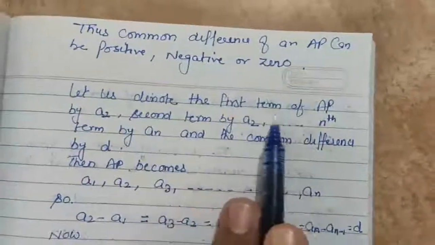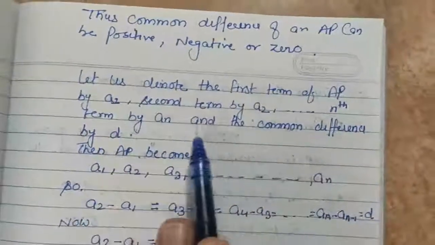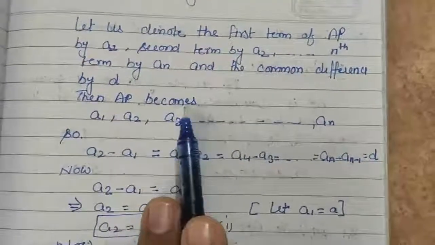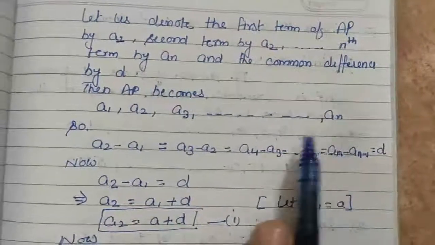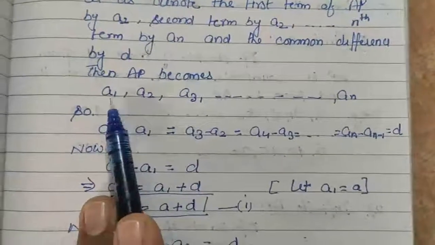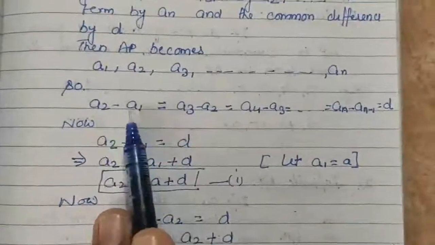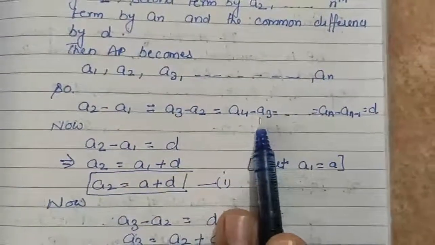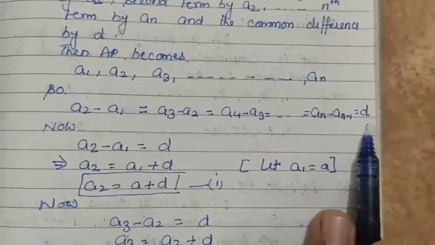Let us denote the first term of the AP by A1, the second term by A2, the nth term by AN, and the common difference by D. Then the AP becomes A1, A2, A3 and up to AN. Now as the difference of each succeeding term to its preceding term is constant and is denoted by D, we can rewrite these terms as A2 minus A1 equals A3 minus A2 equals A4 minus A3 equals AN minus A(N-1) equals D.